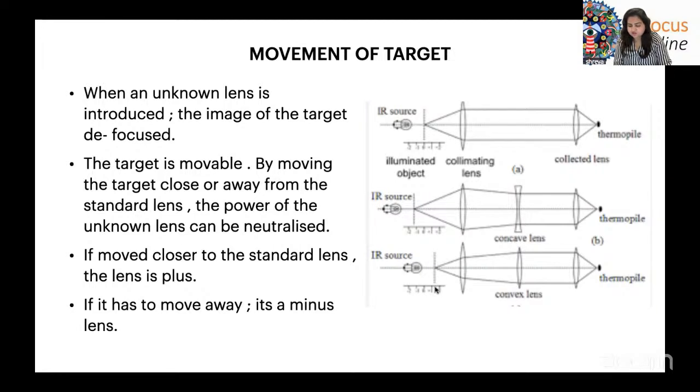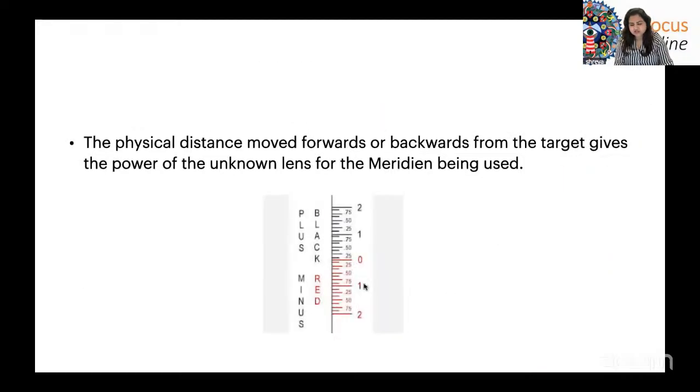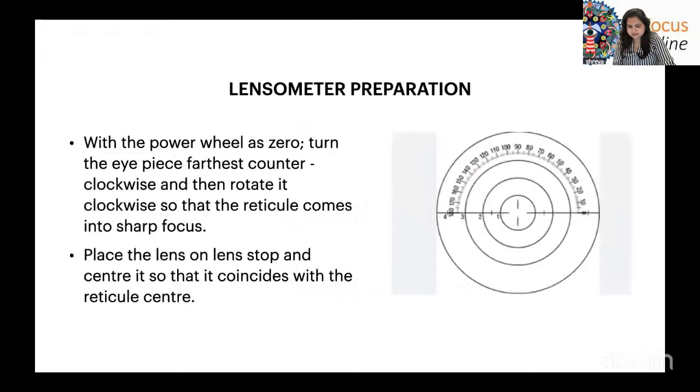So this is the power which is then shown here, and this is a convex lens or a plus lens. So this is how the reading looks like. The physical distance moved backwards or forwards from the target gives the power of the unknown lens for the meridian being used. So the black scale will be showing the plus lenses, that is the convex lenses, and the red will be showing the minus lenses or the concave lenses.